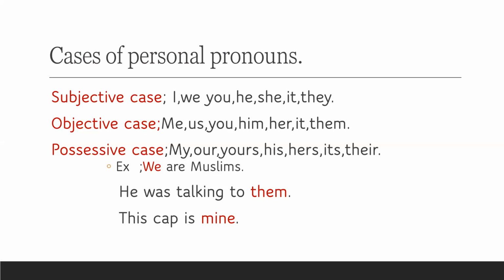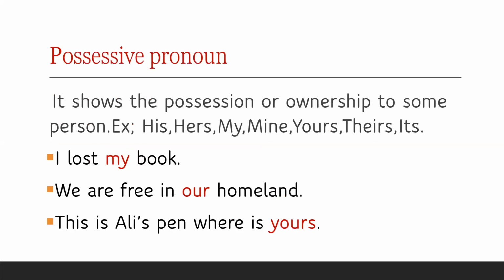Next is possessive case, when you are going to express the ownership or the possession of something, that is my, our, yours, his, hers, its, and their. For example, we are Muslims. Now we here is subjective case. He was talking to them. Them here is objective case. This cap is mine and mine here is possessive case. Understand? Now come to the next one.